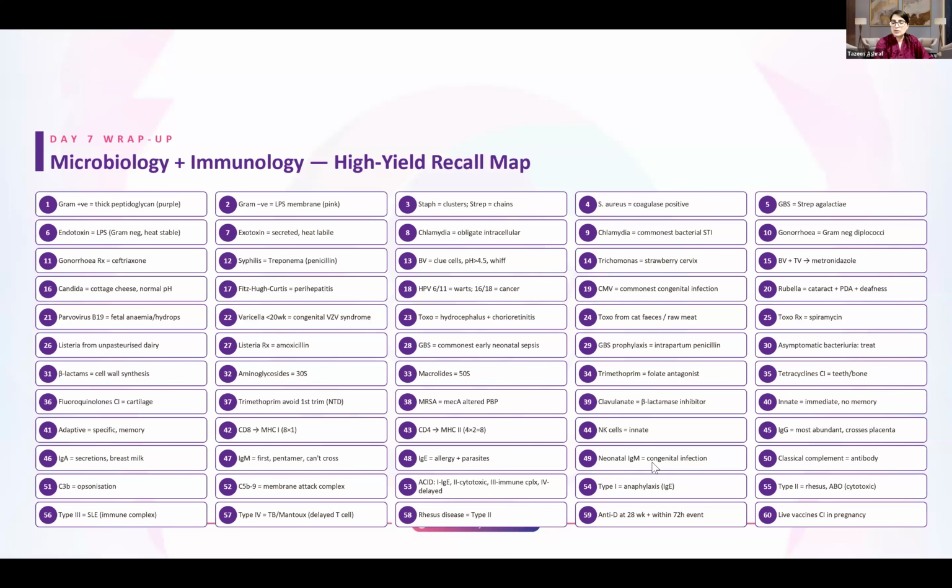Neonatal IgM is basically present in congenital infections. Classical complement is antibody mediated. C3b is associated with opsonization. C5b to 9, they form the membrane attack complex, and that is again your exam question. Okay, that is also your exam question which is associated. So membrane attack complex is formed by C5b to C9.